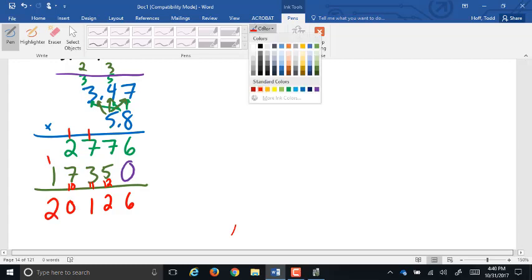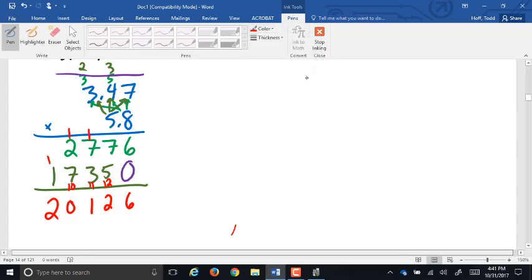Where does my decimal point go? Right there, between the 0 and the 1, 3 place values. Why 3 place values? Perfect. We've been taught that you look at the problem, you count 1, 2, 3 decimal places in the problem. So you have to go 1, 2, 3 decimal places in the answer.